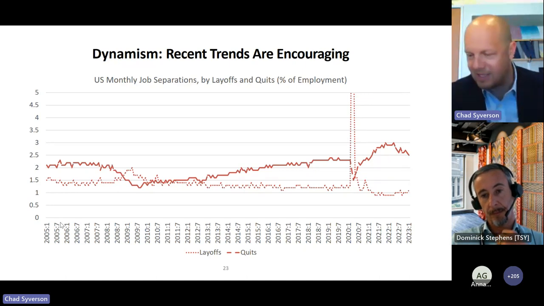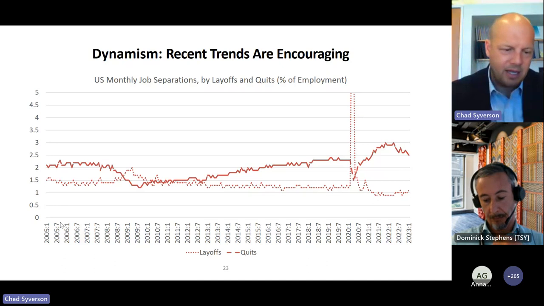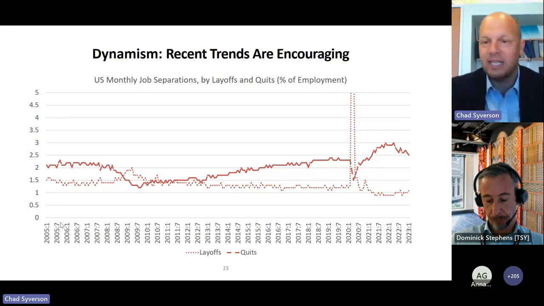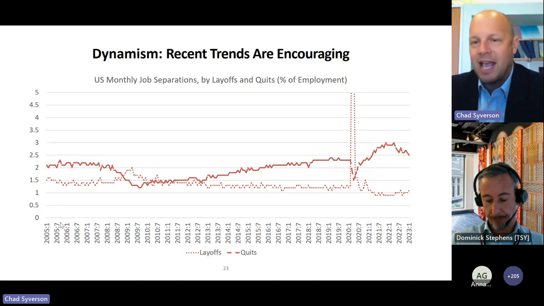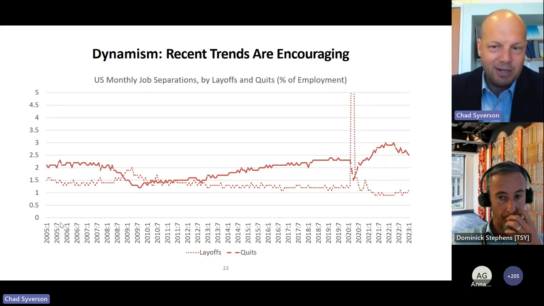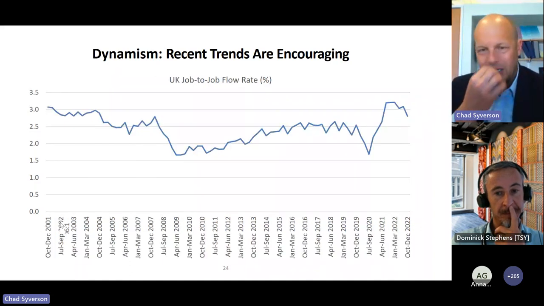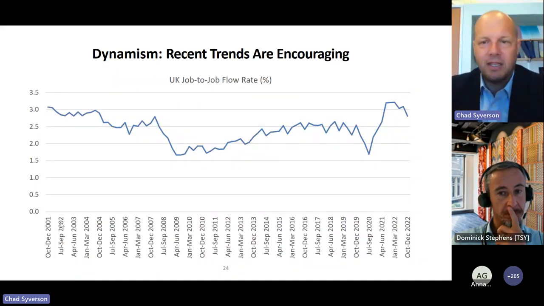I've developed some evidence that this happens in Chile with some co-authors, and I'm interested in following up with this in the US, but at least in terms of the directionality, I find this encouraging that workers are moving into jobs where they're more productive, which should raise average productivity levels for everyone. Here's the job-to-job flow rate in the UK. You can see a big increase after the start of the pandemic.